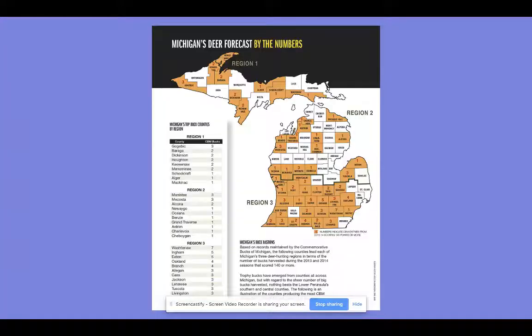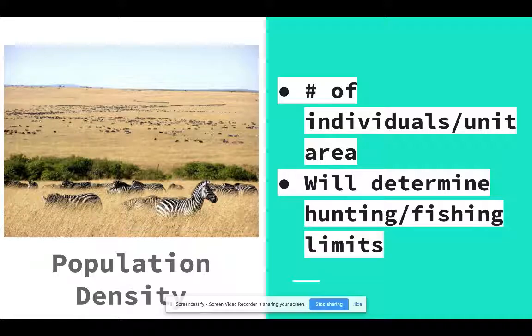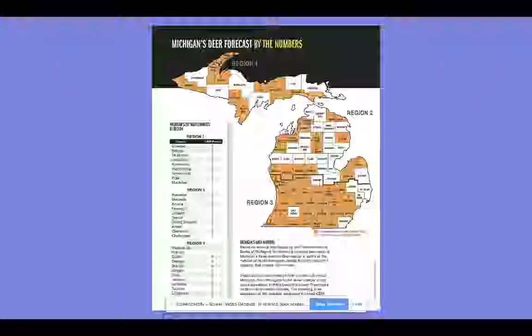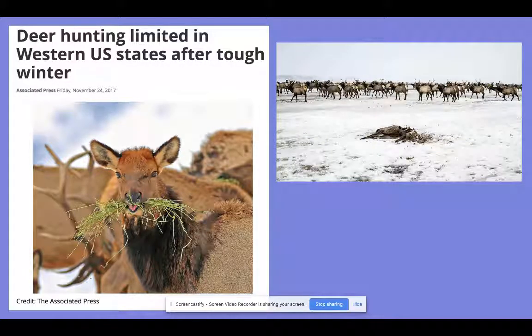So again, the whole idea of looking at population density is, can we set these hunting limits and fishing limits in order to have a successful and healthy population?